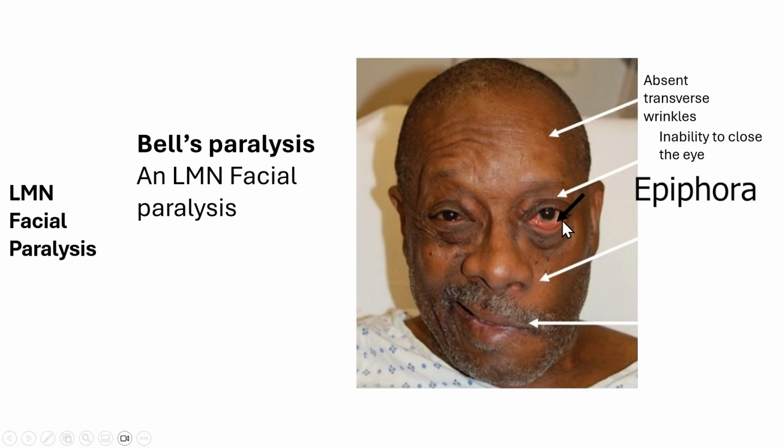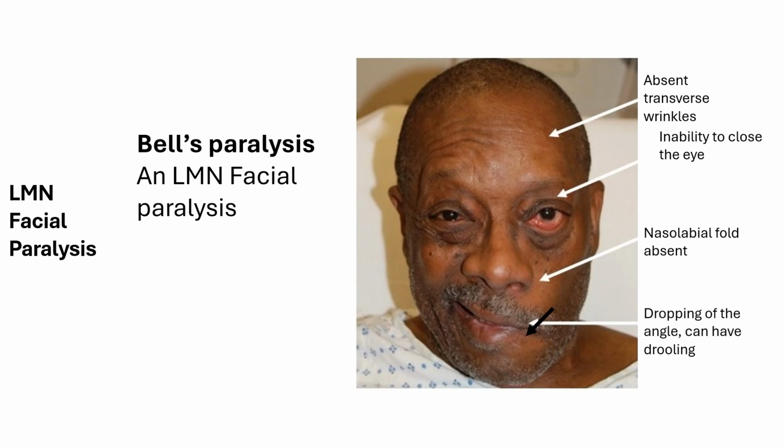It can cause epiphora, that means the tears can overflow from this side. There is also an absent or a weakened nasolabial fold. The angle of the mouth can be drooped downwards, and there can also be drooling because the saliva can lodge due to the weakened buccinator between the vestibule and the teeth, and that can drool from the angle of the mouth. Now, what is this UMN facial paralysis, or central facial paralysis?